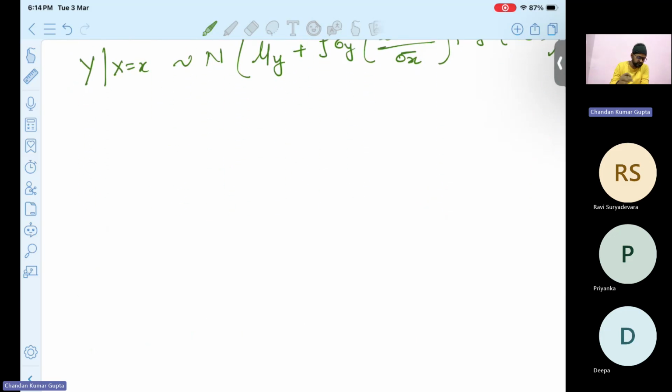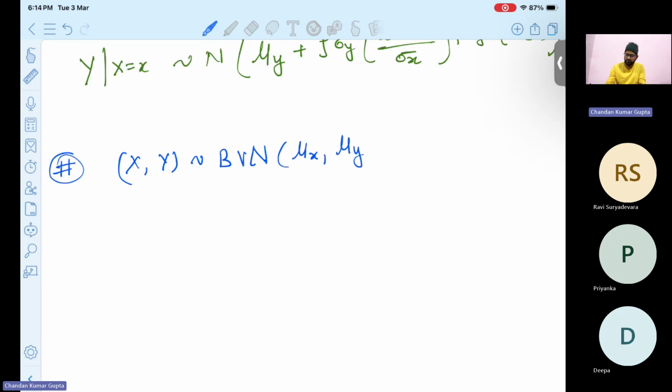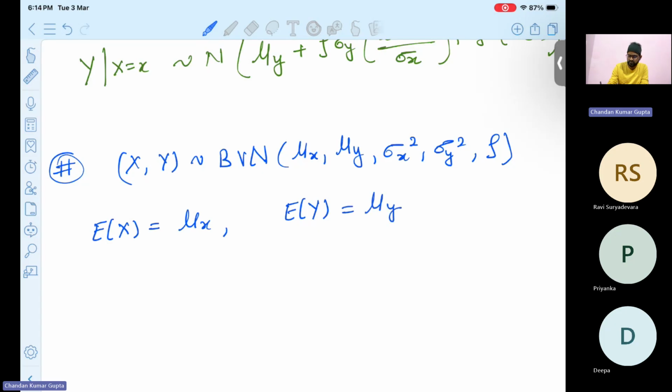So now the next is, we can understand that, but let me write again here. If XY is bivariate normal with mu_x, mu_y, sigma_x square, sigma_y square, rho, then in that scenario the expected value of x is obviously mu_x, and the expected value of y is mu_y.